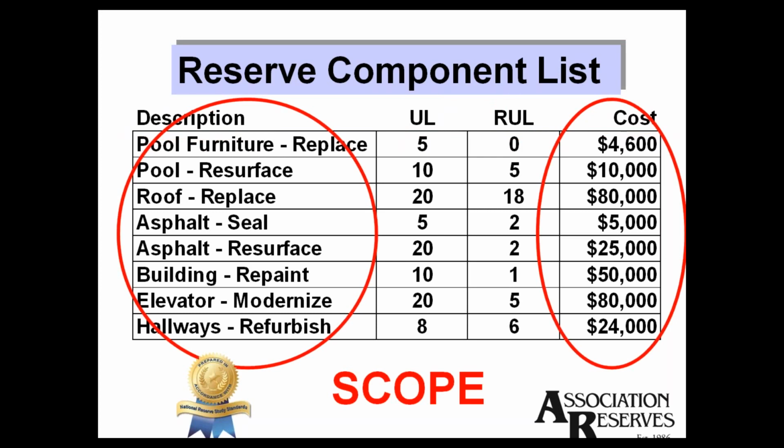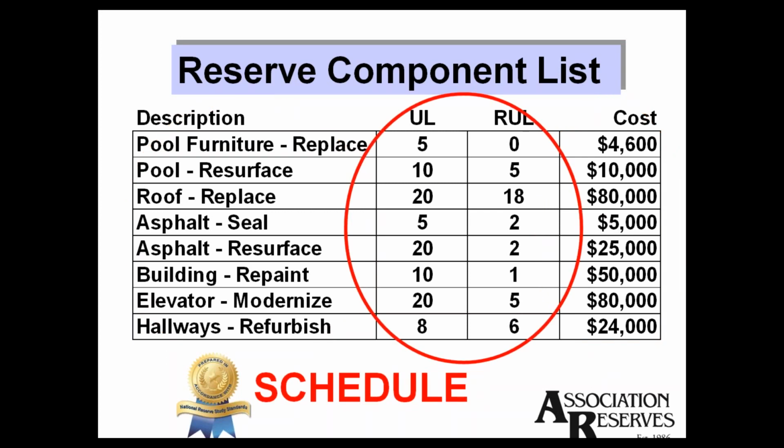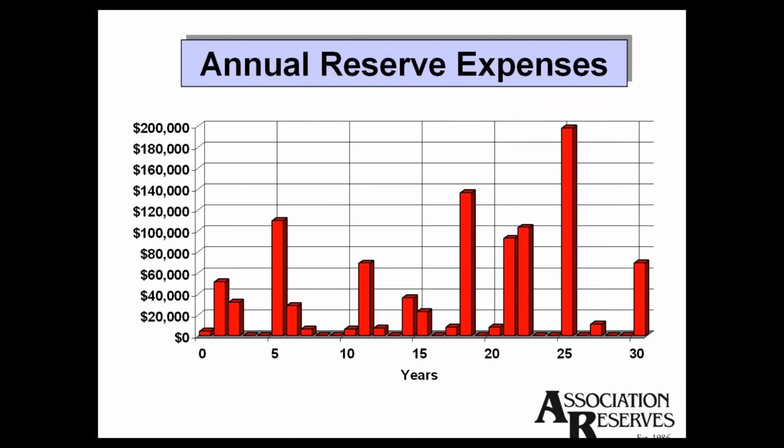I believe I said earlier that the reserve component list shows us the scope and schedule of an association's reserve expenses. Let me quickly explain that scope is the type of projects on your reserve component list and how big they are, while schedule is when these projects are expected to occur and recur over the years. And if you plot those out, the result is a map of expenses different for each association, and it'll change slightly from year to year. And this is the map of expenses for the component list from the prior slide.